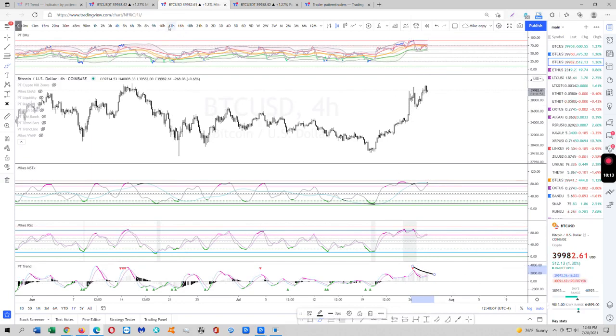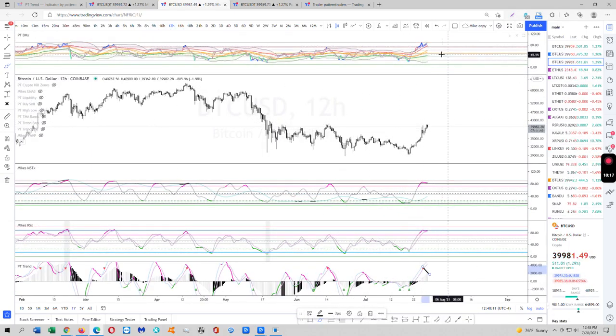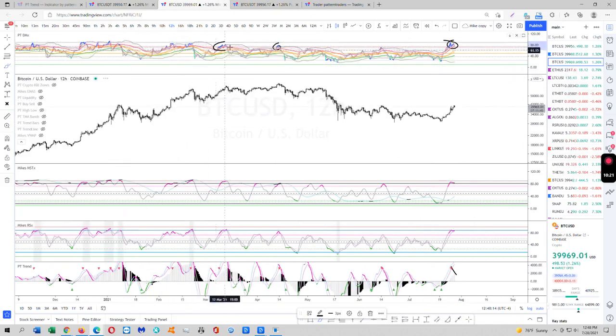Be very careful. I told you my thoughts on the micros. Again, even up here when you're blue, it's not something you want to be mega long on, right? 12-hour, every time you're shuffling the blues, you're close to a top.